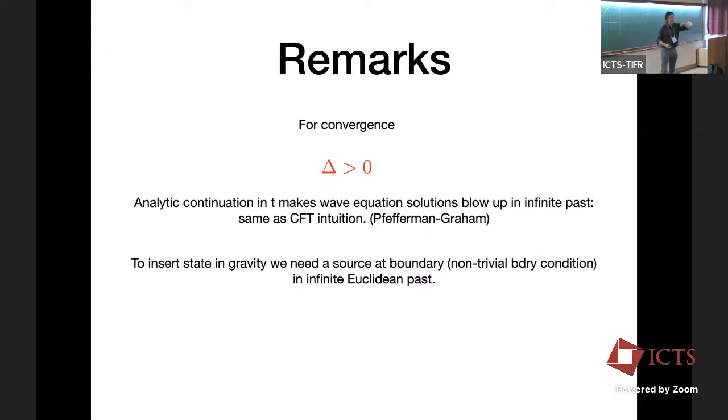So you start from Lorentzian and you go Euclidean, you find that the solution needs to have singularities in what's called the infinite past of the cylinder. And in some other coordinate systems, it means that there has to be a singularity at the place where you inserted the operator in the field here. Okay? So to insert a state in gravity, we need to have a source at the boundary. It's usually the infinite past. It's a non-trivial boundary condition in the infinite Euclidean past. Okay?